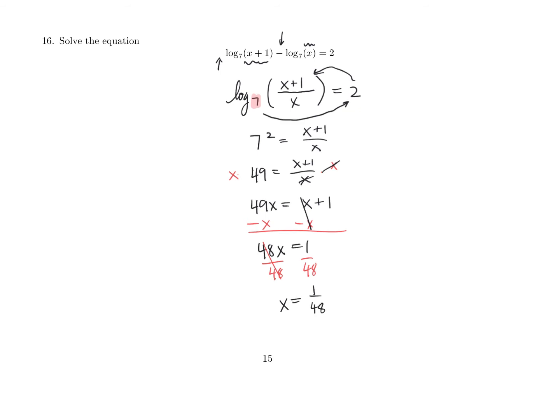So what we want to do is make sure that this checks out. So we have 2 different things we're taking the log of. We are taking the log of x plus 1. So we need to check and make sure that x plus 1 is greater than 0.